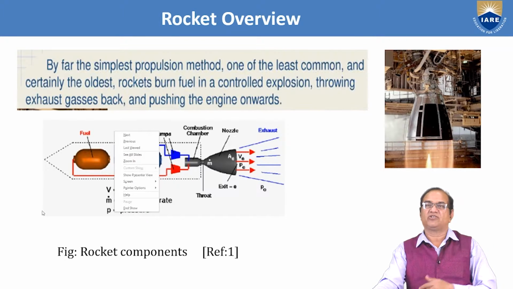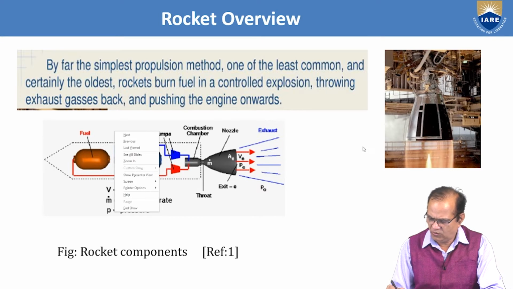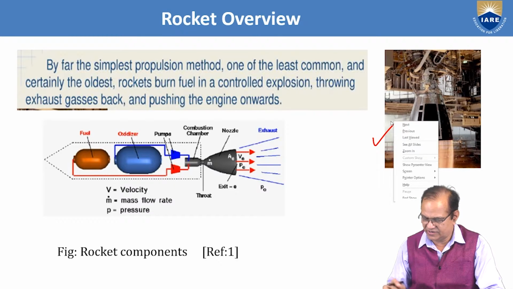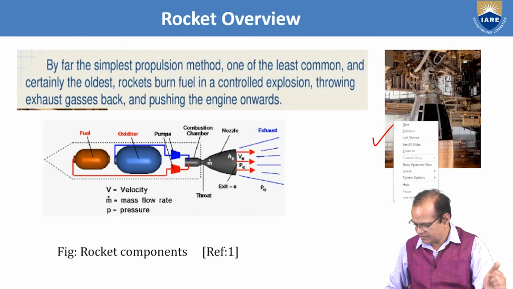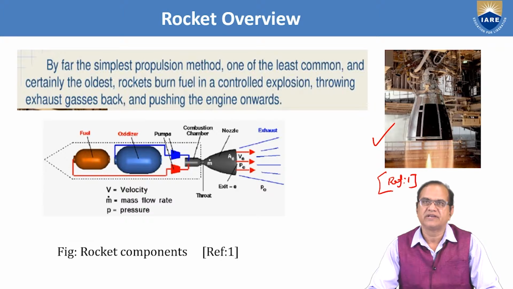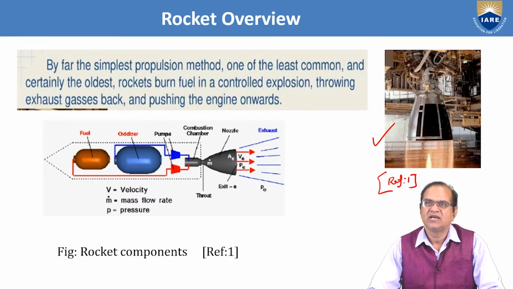First I will discuss the rocket engine, and you can see here that we have the rocket engine. In this, the thrust is used for this purpose. This is the schematic diagram of a rocket engine, and by far the simplest propulsion method, one of the least common and certainly the oldest. A rocket burns fuel in a controlled explosion, throwing exhaust gases back and pushing the engine onward.